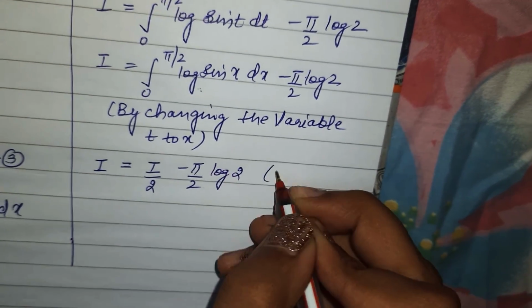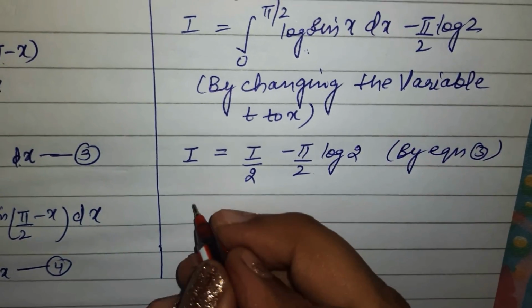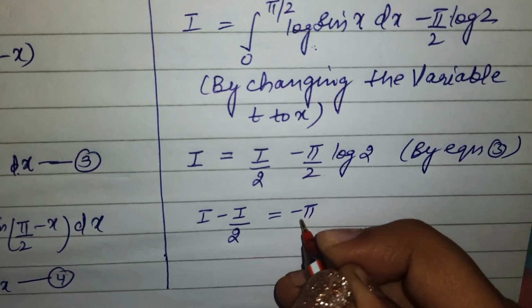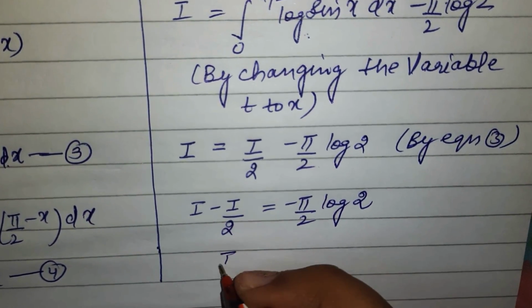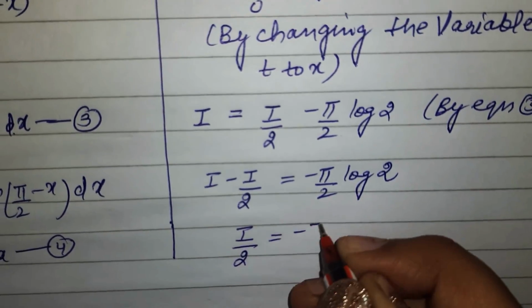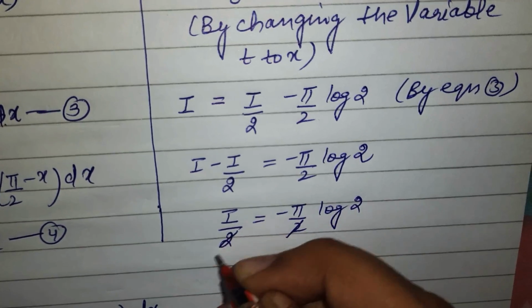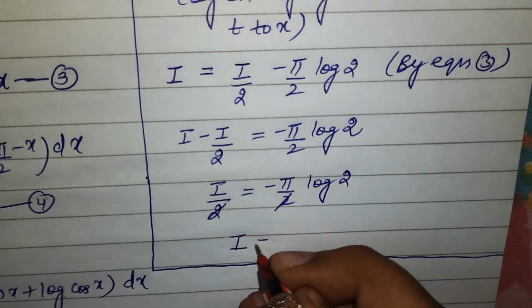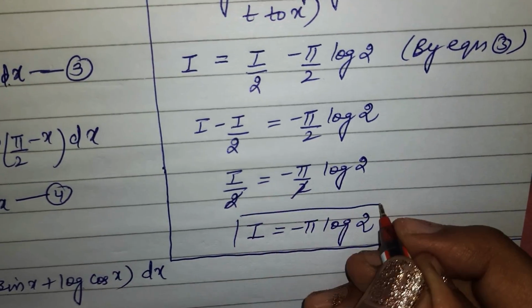So we can write by equation 3, I equals I by 2 minus pi by 2 log 2. This 2 and 2 will cancel out. And if I talk about the final answer, it is this. So this is a very important question of this exercise.